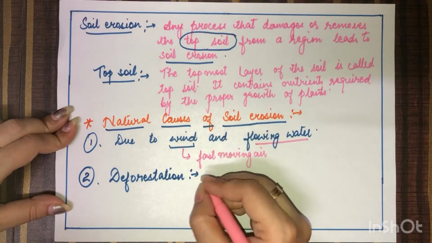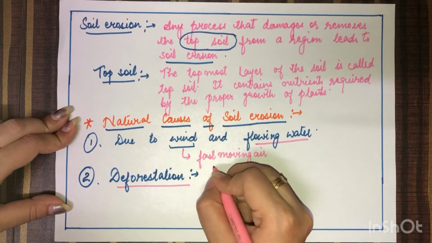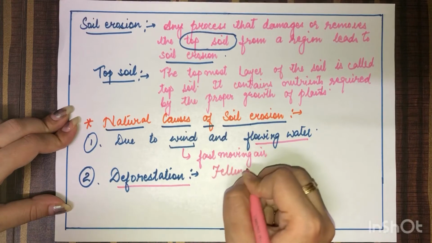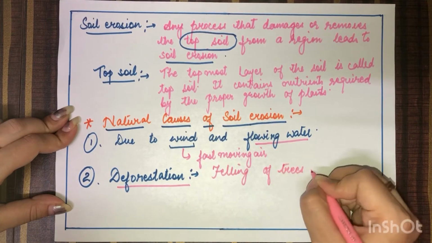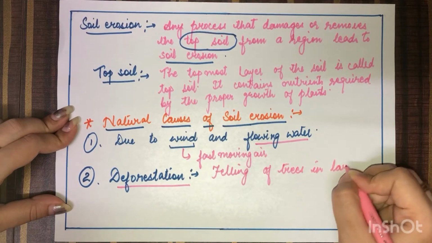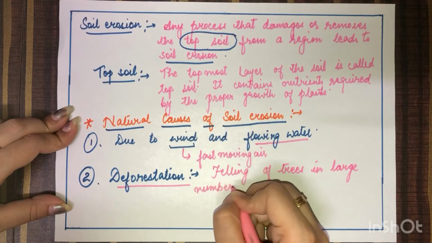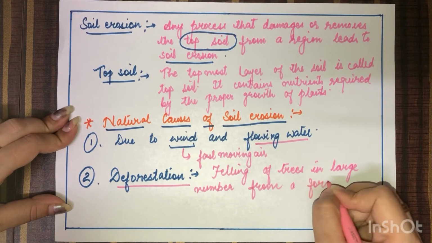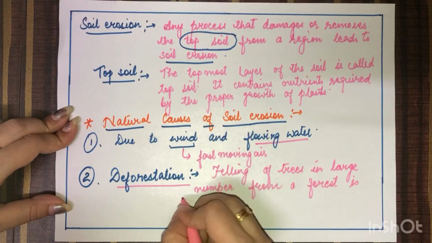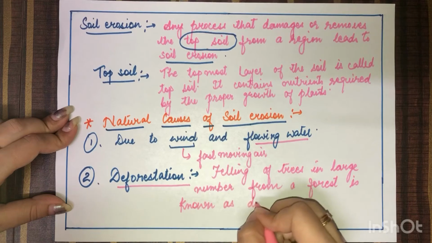Now, what is deforestation? First of all, we should be clear what is deforestation. Felling or cutting off trees in large number from a forest is known as deforestation.